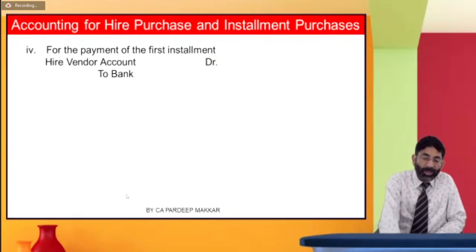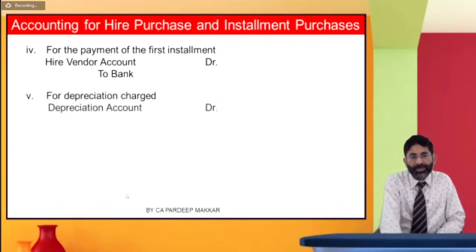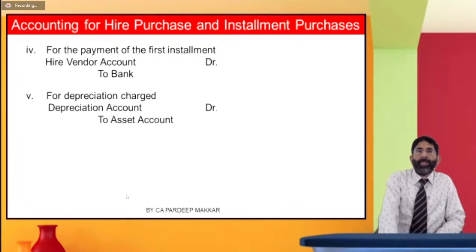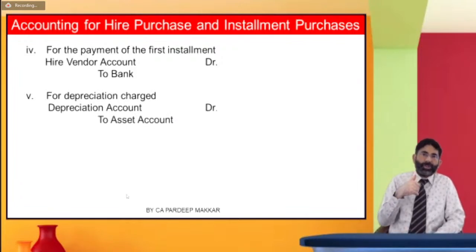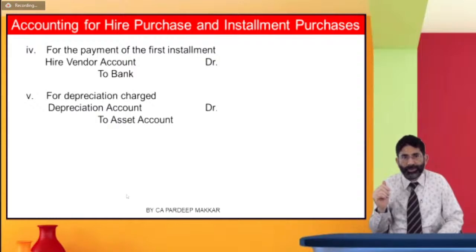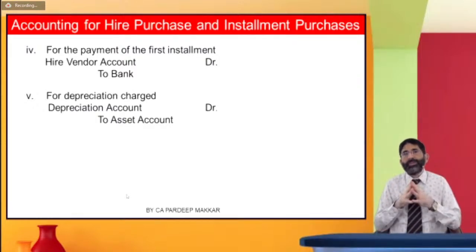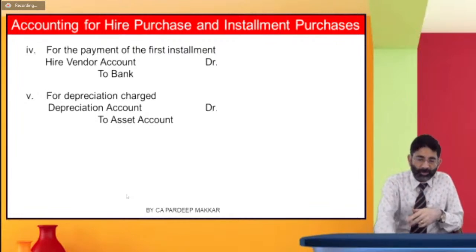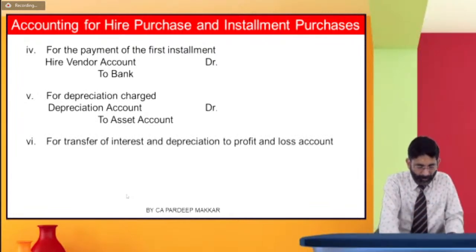Now at the end of the year, depreciation is to be charged, because this is our asset. And if it is our asset in our books of accounts, then obviously we have to charge depreciation on it. Now, what will be the entry for depreciation? That is well known to all of you. Depreciation account debit to asset account. Very good, beta. Very good.